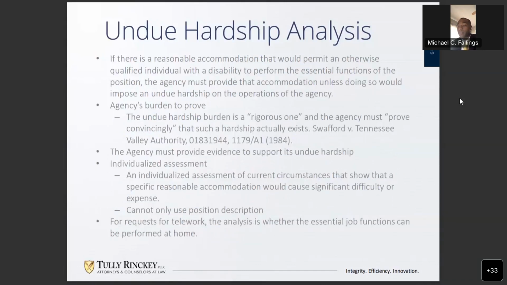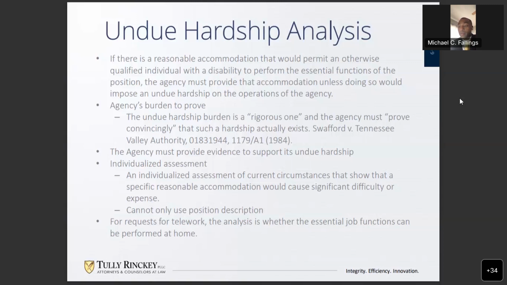Next, a part of the analysis is the undue hardship analysis. If there is a reasonable accommodation that would permit an otherwise qualified individual with a disability to perform the essential functions of the position, the agency then must provide that accommodation unless it would impose an undue hardship on the operations of the agency. It's the agency's burden to prove this undue hardship. It's a rigorous burden and they must prove it convincingly. They must provide evidence of an undue hardship.